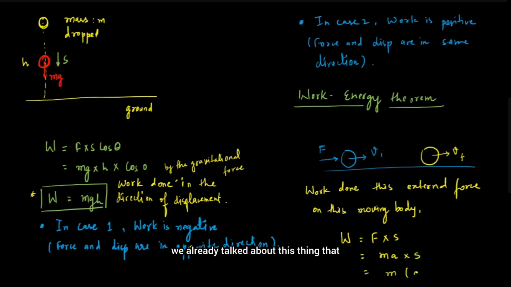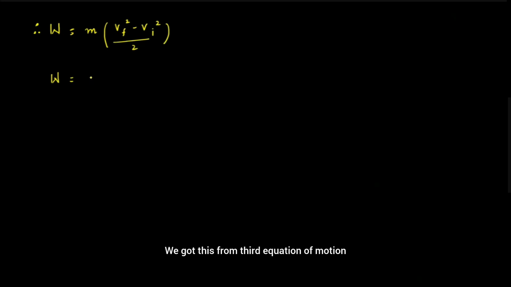We already talked about this thing that in place of as, that is acceleration times displacement, we can write from the third equation of motion. So here, work can be written as m times v final square minus v initial square by 2. From where we got this? We got this from the third equation of motion from kinematics.